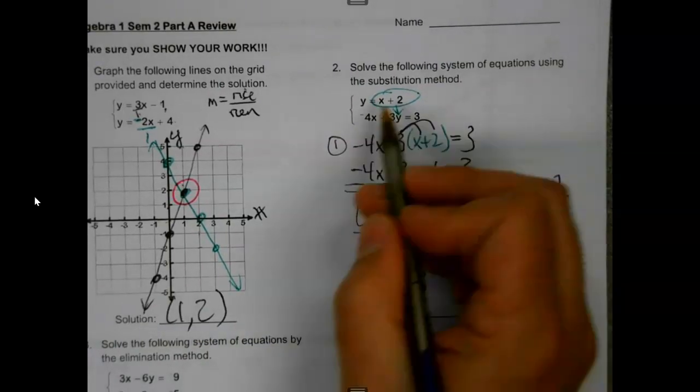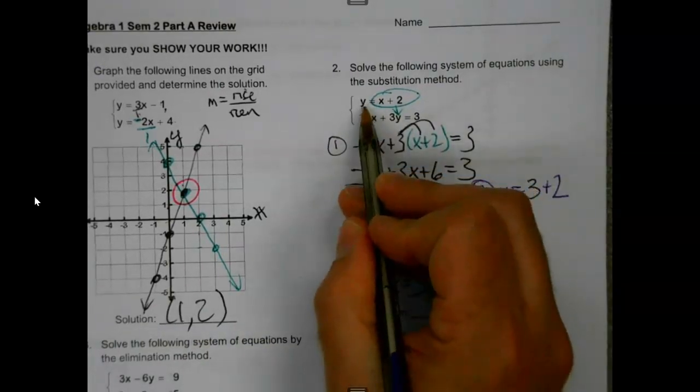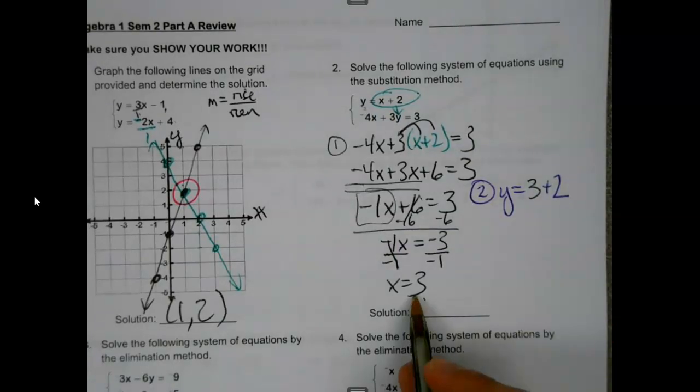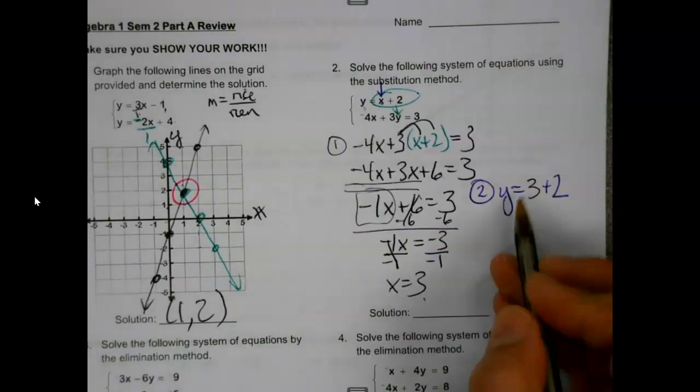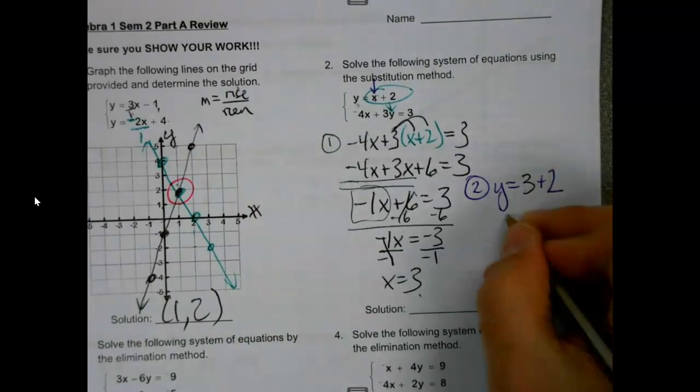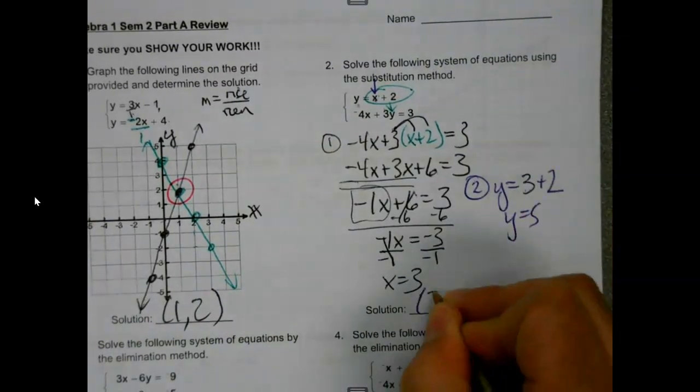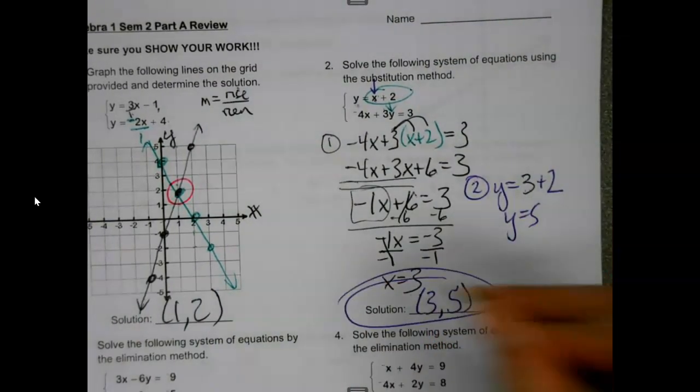So all I did here was I took my second equation with y equals, and I just took the x and I plugged it in there. So that's where this is coming from. 5. We're good there.